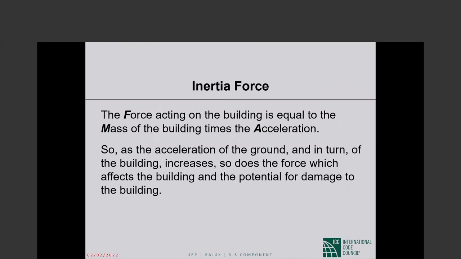So inertia force, the force acting on the building, is equal to the mass of the building times the acceleration. So as the acceleration of the ground and in turn of the building increases, if the acceleration of the ground increases, the acceleration of the building will also increase. And as that increases, so does the force which affects the building and the potential for damage to the building.